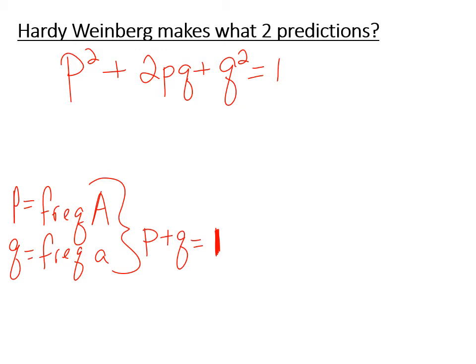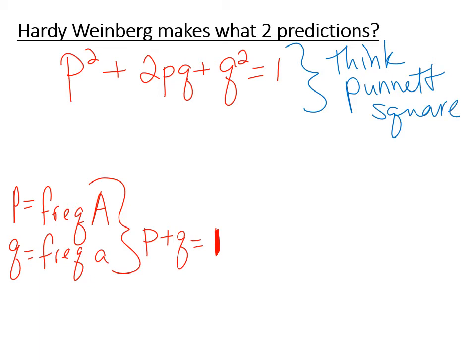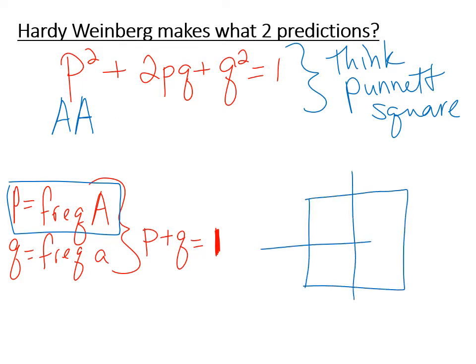And when you look at this crazy, scary looking equation, P squared plus 2PQ plus Q squared equals 1, let me change the color so that you can really think about what this means. Think of a Punnett square. If we're saying P squared, and P is the frequency of capital A, your dominant allele, what does P squared mean? P squared means capital A times capital A, which you know from your Punnett square, when we have two heterozygotes crossed, is that one doubly dominant genotype possible.